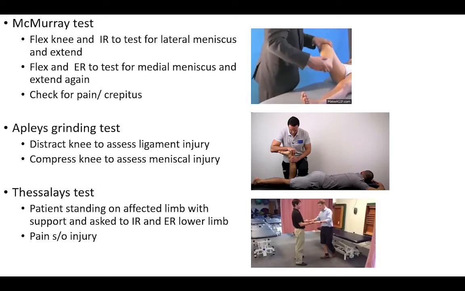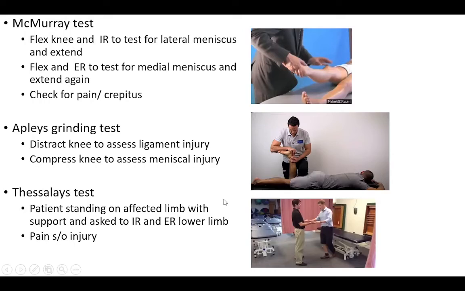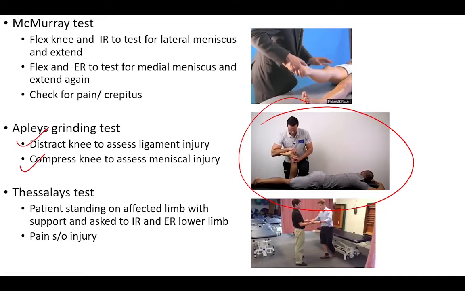In the Apley's grinding test, the patient is asked to lie down prone and the knee is flexed to 90 degrees. There are two components to this test. One is the distraction component and one is the compression component. In the distraction component, ligament injury is assessed, whereas in the compression component, menisci injury is assessed.